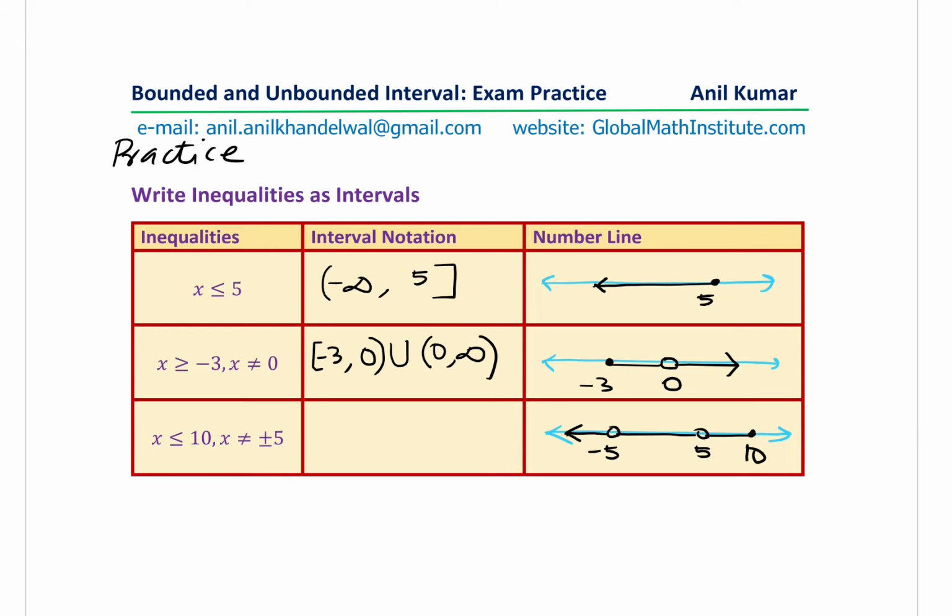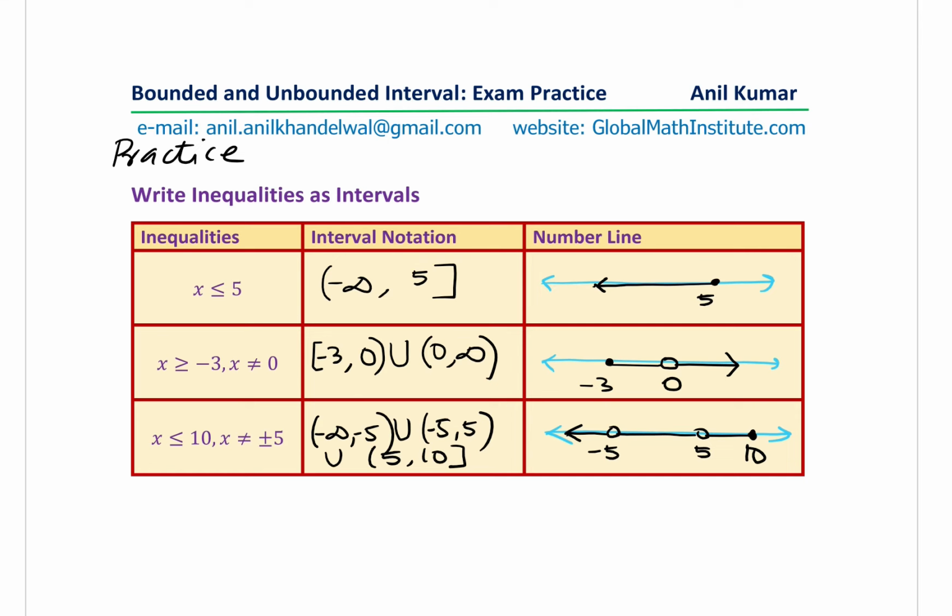Here we're looking at all the values from minus infinity to minus 5, and then from minus 5 to 5, and then union from 5 to 10, where 10 is included. So there will be a square bracket here at 10, as you have a filled-in circle on a number line. Is that clear to you? Perfect. So that is how you have to provide the solution in this particular case.